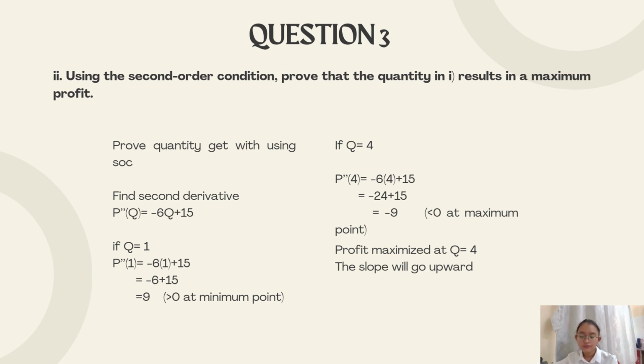Find the second derivative. π double prime Q equals negative 6Q plus 15. If Q equals 1, π double prime of 1 equals negative 6 times 1 plus 15, which is negative 6 plus 15, so the answer is 9. 9 is larger than 0, so it is a minimum point. If Q equals 4, π double prime of 4 equals negative 6 times 4 plus 15, which is negative 24 plus 15. The answer is negative 9. Negative 9 is smaller than 0, so it is a maximum point. Profit is maximized at Q equals 4.